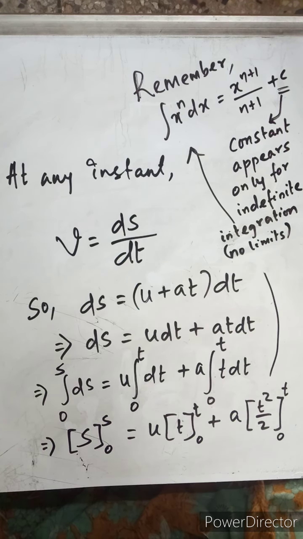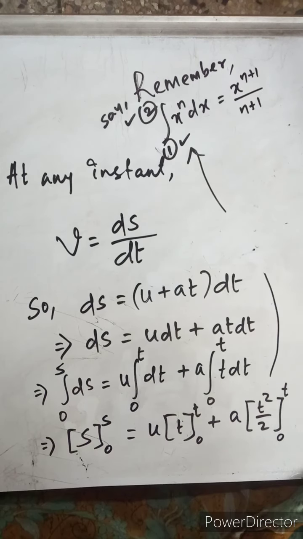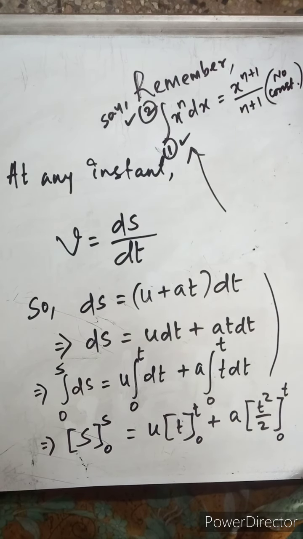Limits mean we have been setting limits over here, so this is a definite integration. So the constant does not appear over here. In definite cases the constant does not appear. Let us suppose the limits are set for the above case from 0 to 1. So there will be no constant on the right hand side, as you can see. It will be just x to the power n plus 1 divided by n plus 1.